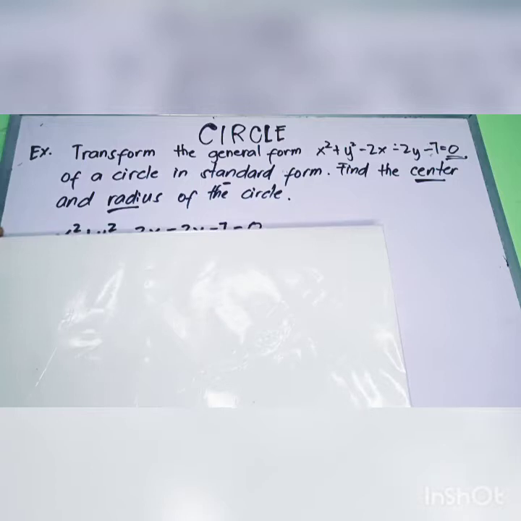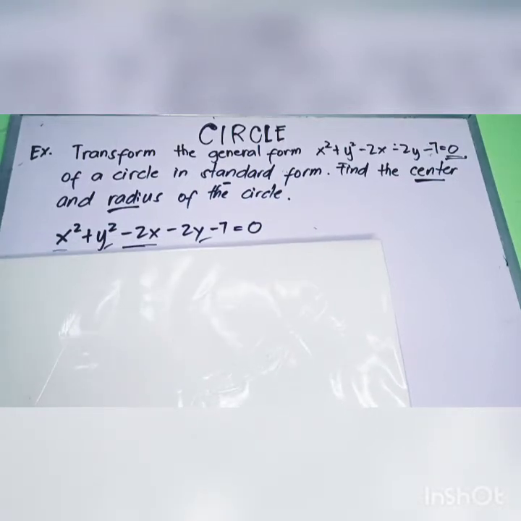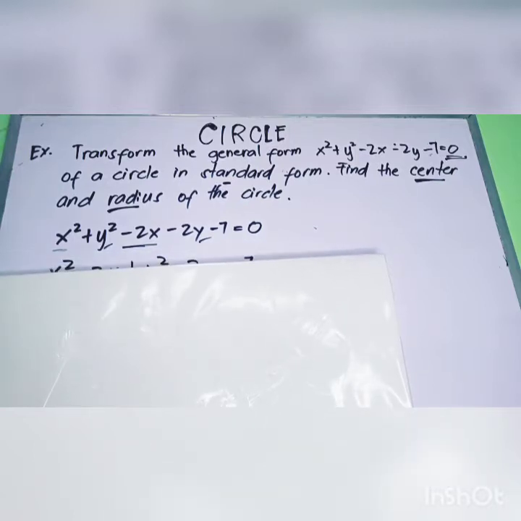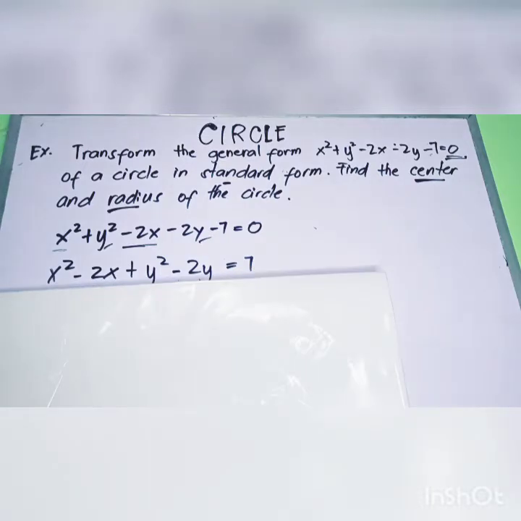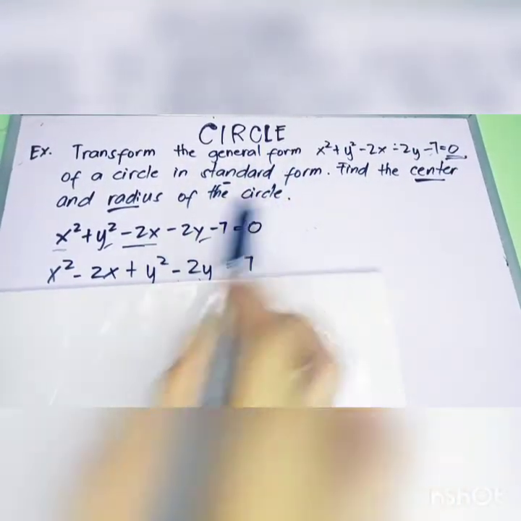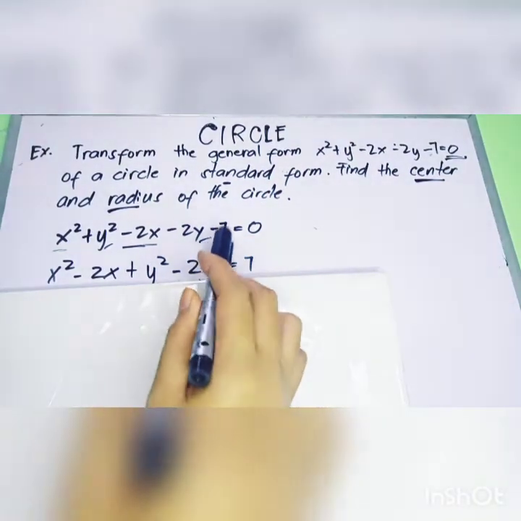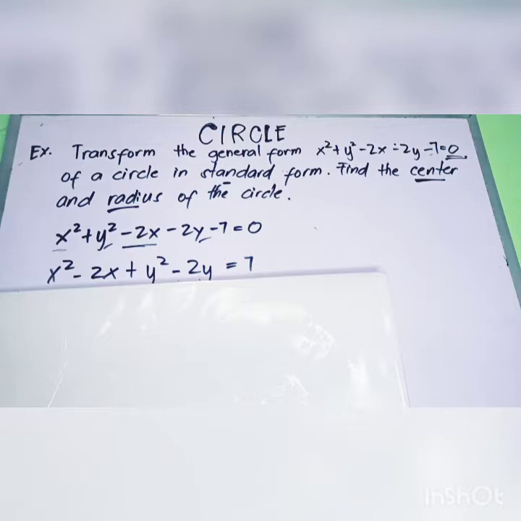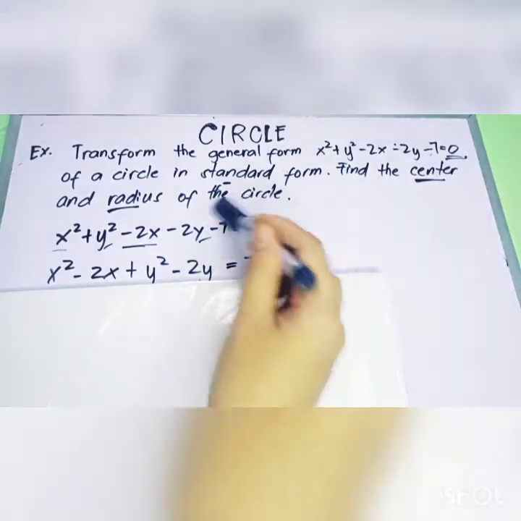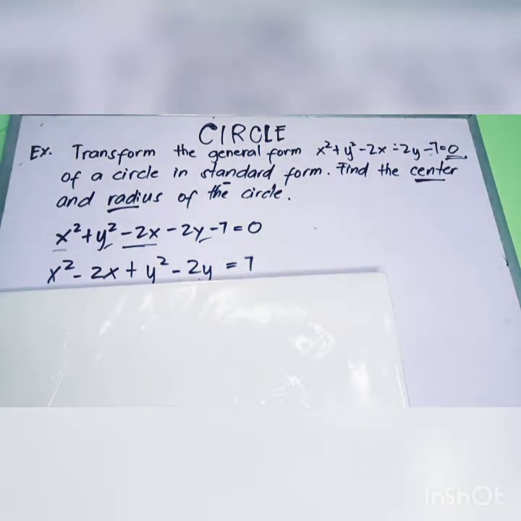Okay, so copy the given. So we have x squared plus y squared minus 2x minus 2y minus 7 is equal to 0. Okay, after you copy, the first thing you do is, from general, you have to combine like terms. So we have x squared minus 2x plus y squared minus 2y is equal to 7. Okay, for the constant value here in general form, you have to transpose this into the right side of the equal sign. Once you transpose, if the sign is negative, it becomes positive. If it is a positive sign and we transpose, it becomes a negative sign. Okay, it will change the sign.